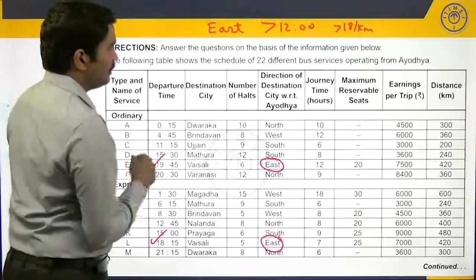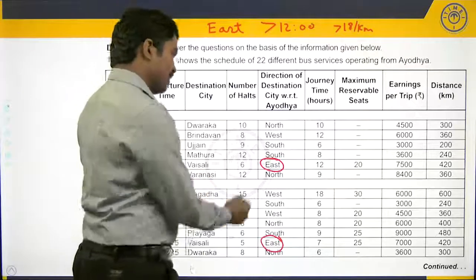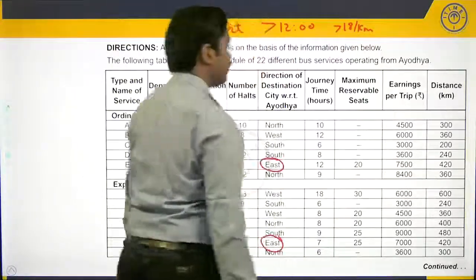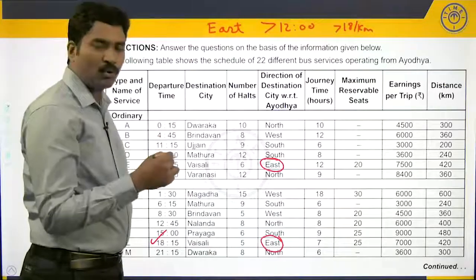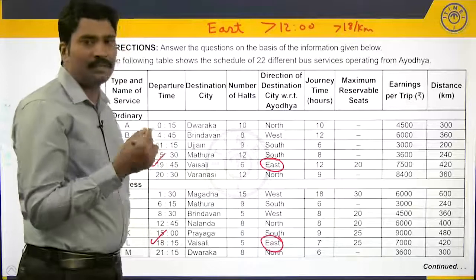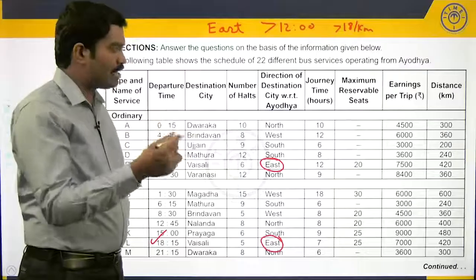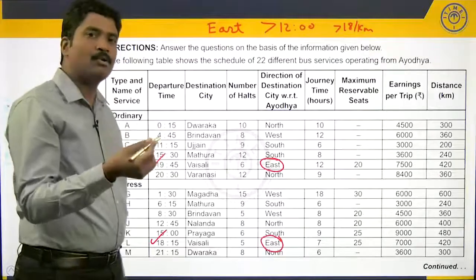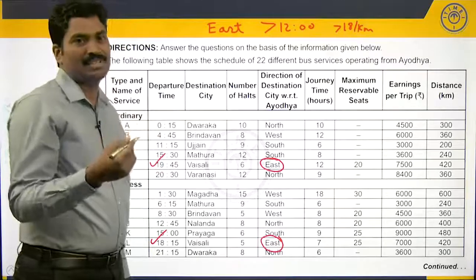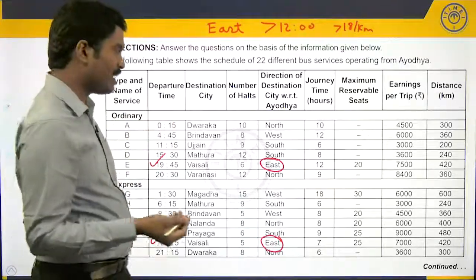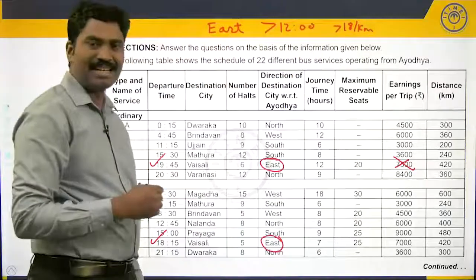What else is asked? The revenue per trip should be greater than 18 rupees per kilometer. Check this: 7500 by 420, where 420 is the number of kilometers. Is it greater than 18 or not? Let's just multiply 420 by 18. 400 into 18 plus 20 into 18. 400 into 18 is 7200. 20 into 18 is 360. 7200 plus 360 is 7560. But here it's only 7500, so it's not 18 rupees.